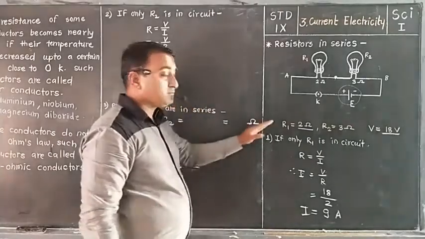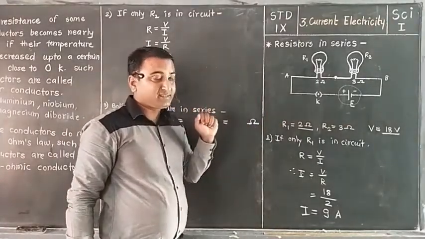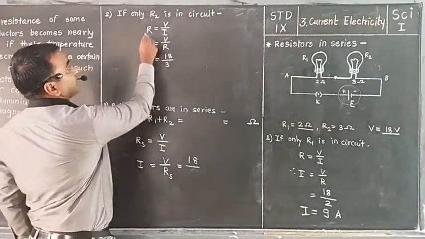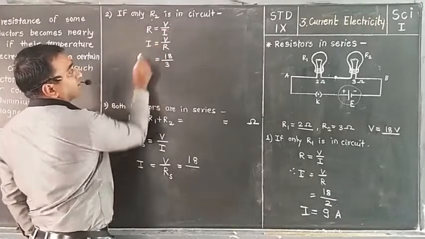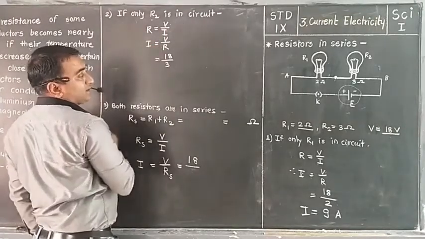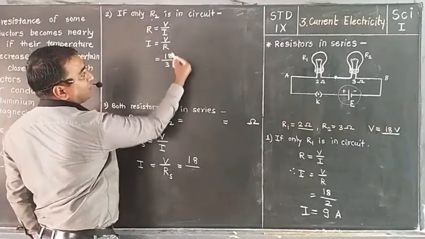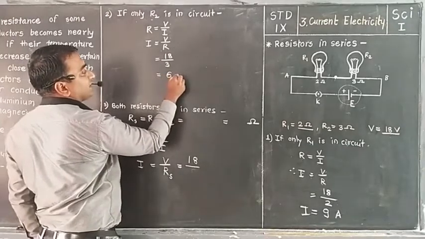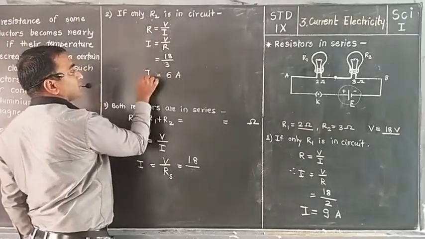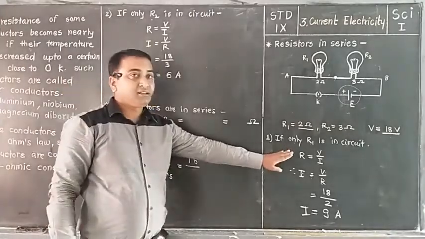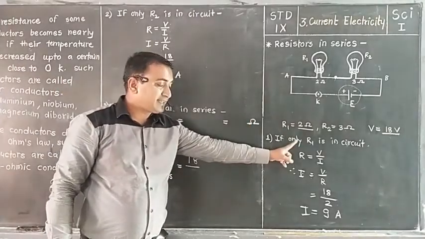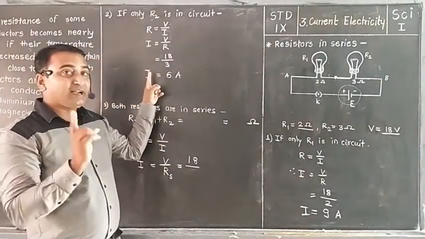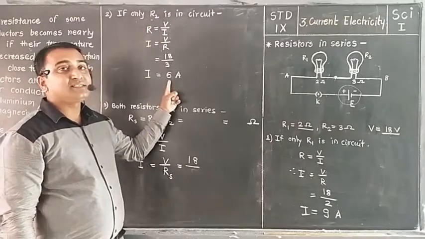Suppose now only the R2 bulb is in the circuit. So if only R2 is in the circuit, definitely R is equal to V divided by I, so I is equal to V upon R. The value of V is 18 and R is 3. So here we are getting 6 ampere. So what is the current in case of R1? If R1 is in the circuit, then current is 9 ampere. And when only R2 is in the circuit, then current is 6 ampere.